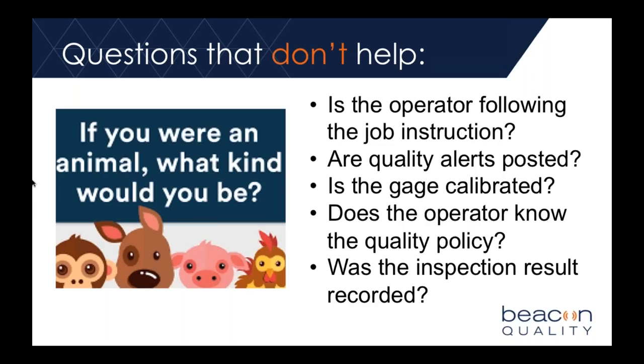Boy, what an easy question to write, right? Easy thing to check. But if I'm doing these audits every shift, every day, if that gauge was calibrated yesterday, it's probably still calibrated today. Might not be, right? But that's a system check. That's a system looking at your gauge calibration, your measuring systems, not appropriate for a layered process verification that you're doing on an ongoing, regular basis.